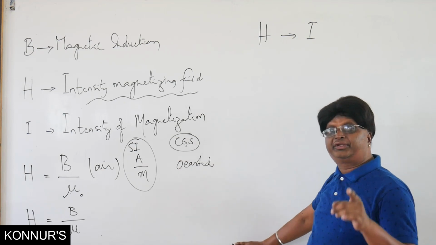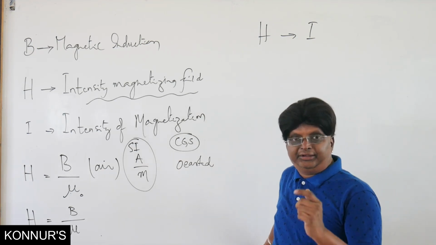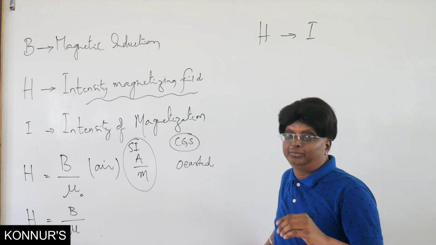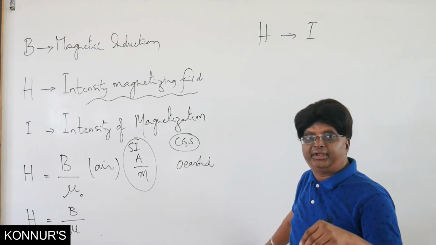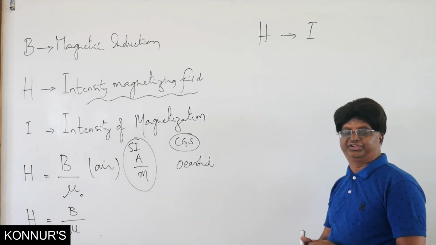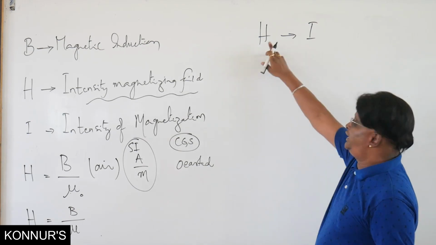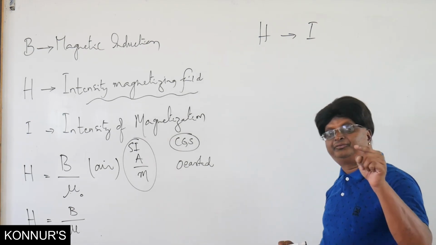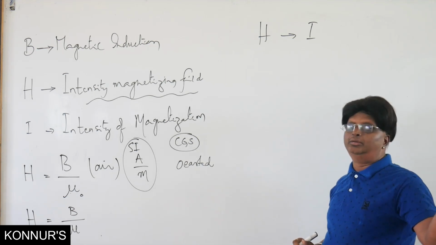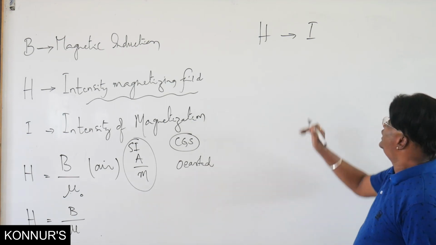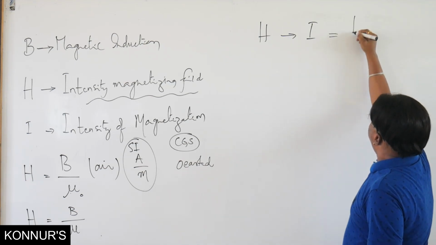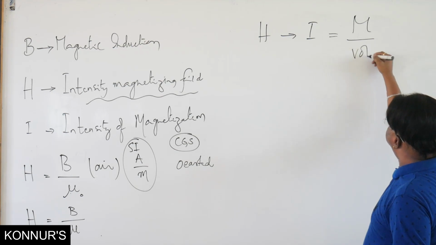So when do we come across this H? Whenever any magnetic material is being magnetized, or the opposite, demagnetized, we use capital H. In the case of magnetization we get the net magnetic moment in the direction of H, whereas in the case of demagnetization we have H opposite to the net magnetic moment. That is why it will be demagnetization. Now H gives rise to this new parameter I, defined as the magnetic moment per unit volume.